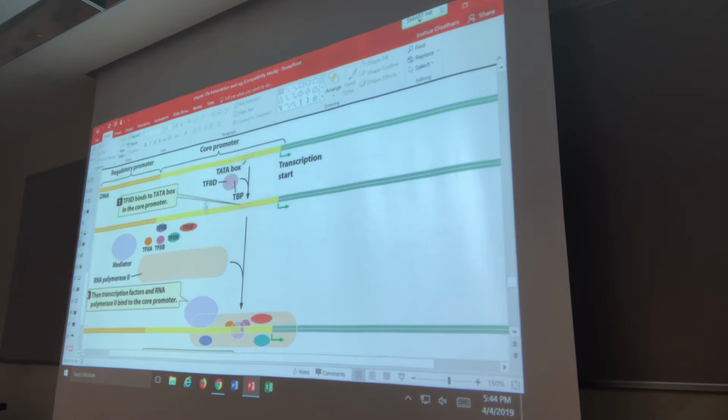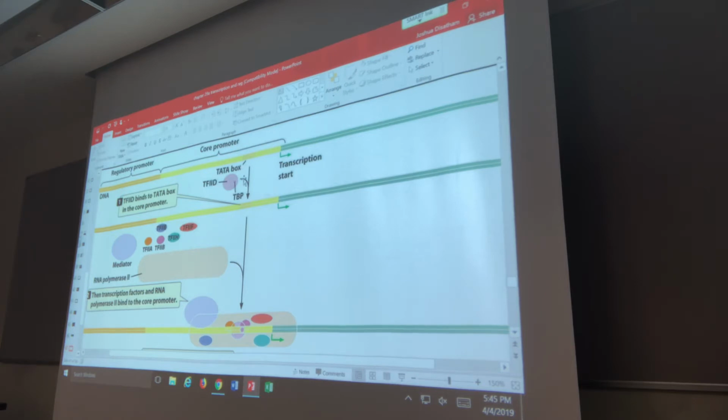Well, on the individual transcription factor scale, they each have a particular consensus sequence they like to bind to. They each have a different one that they like to bind to. So TF2D is a transcription factor that likes to bind to a consensus sequence called the TATA box.